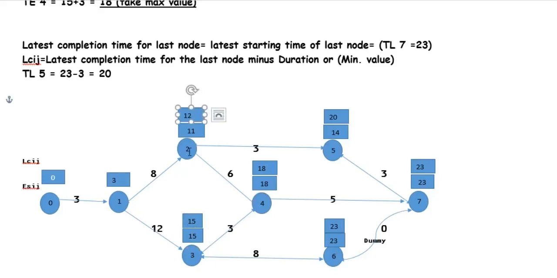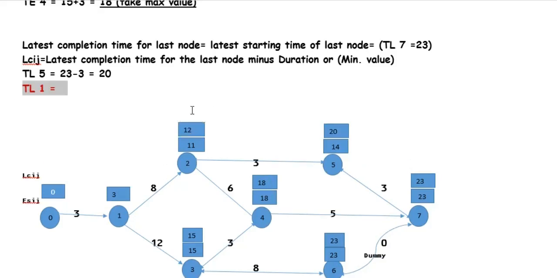Node 2 is equal to 20 minus 3 is equal to 17, or 18 minus 6 is equal to 12. So we have to take the minimum value.